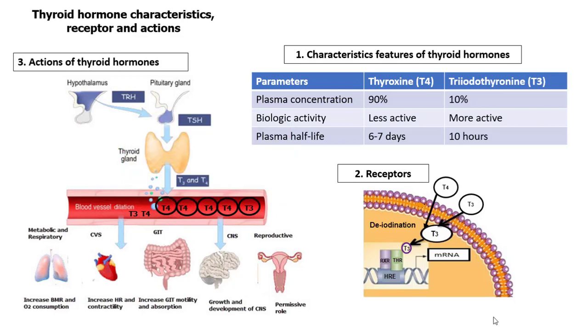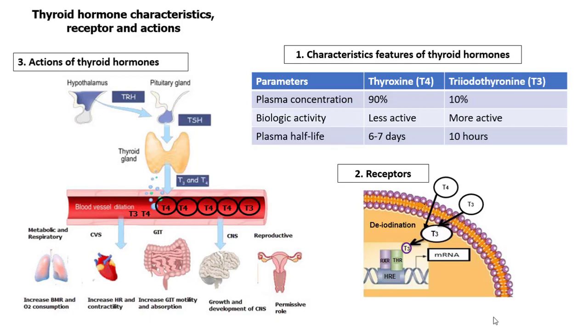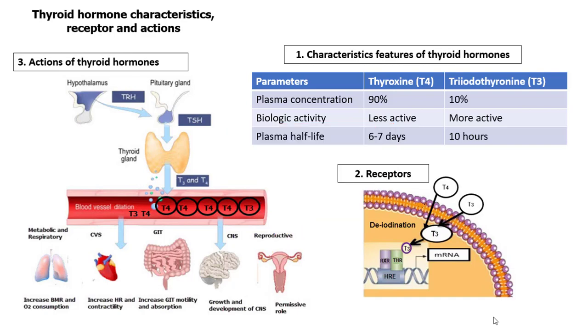Next, within the central nervous system, thyroid hormone promotes the growth and development of the fetal central nervous system. It increases the expression of beta-adrenergic receptors and thus increases the sympathetic nervous system activity, and maintains alertness, attention and memory. Within the reproductive system, thyroid hormone enhances the action of estrogen in females and testosterone in males.